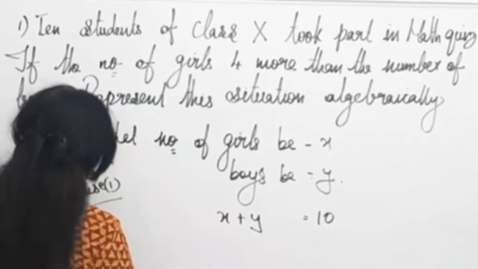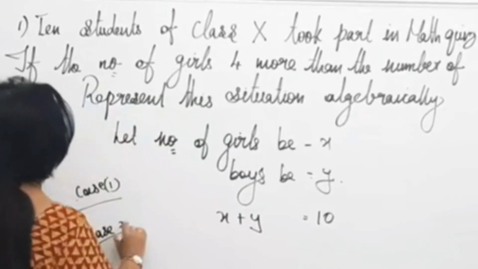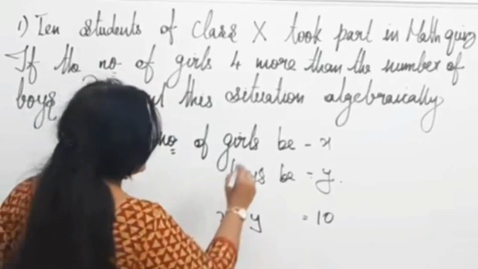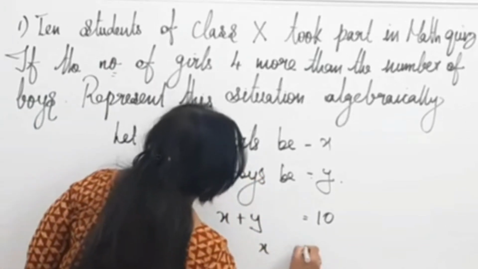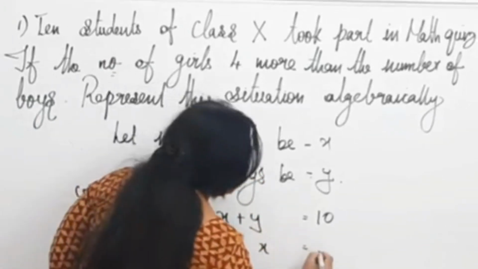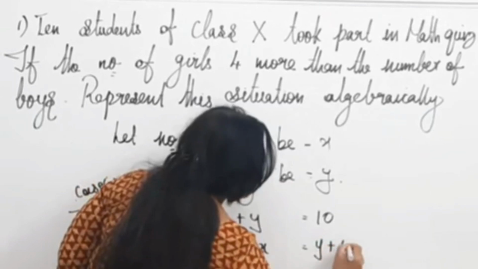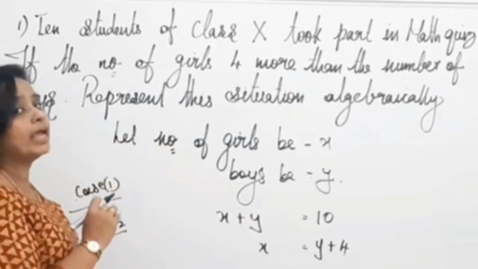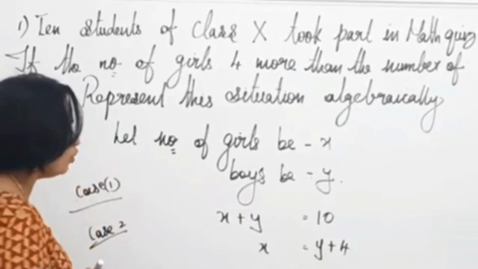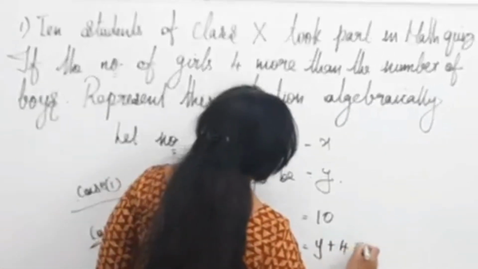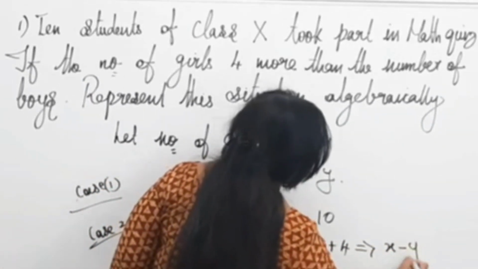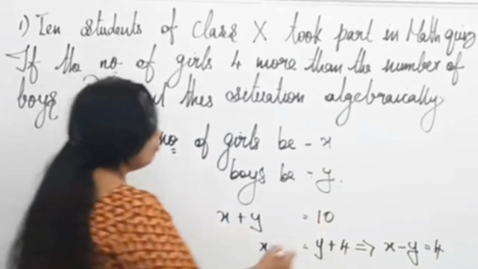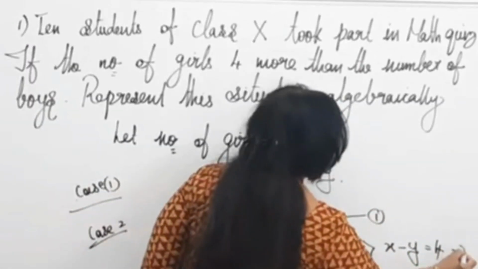And in case 2, it is given the girls are 4 more than the boys. That means x, that is girls, is equal to 4 more, meaning plus, and boys you have taken as y. So x is equal to y plus 4. So how do we write this equation? We will write it as x minus y is equal to 4. So we got both the equations, that is 1 and 2.